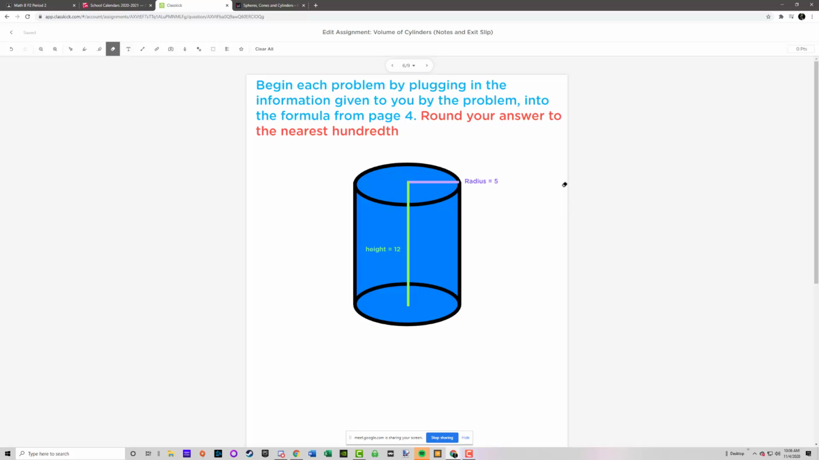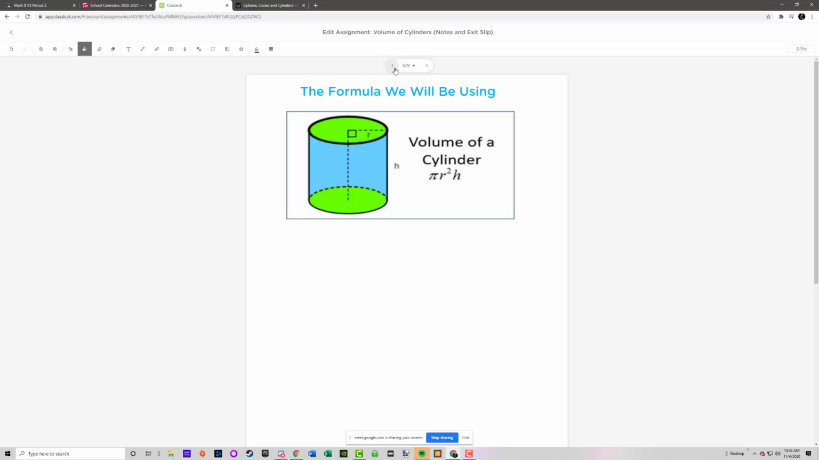Okay, let me show you what I mean. So, what we have here is a cylinder. We've been given the height and the radius. And, ladies and gentlemen, that is all the information we need in order to calculate the volume, or the amount of space inside the shape.